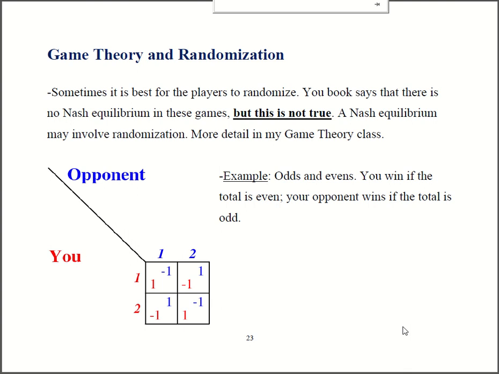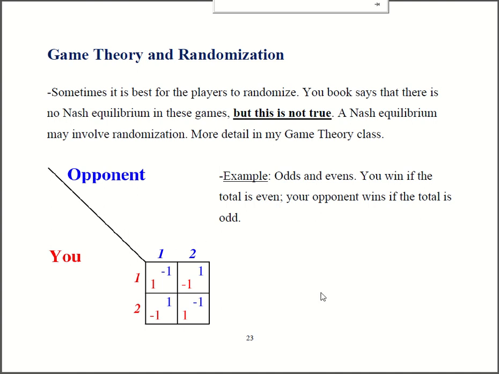Here's an even simpler example. You might have played this game as well when you were a child. It's called odds and evens. I'll make you the player here in red. Your strategy can be to show one finger or show two fingers. Your opponent is here in blue. They can show one finger or two fingers.